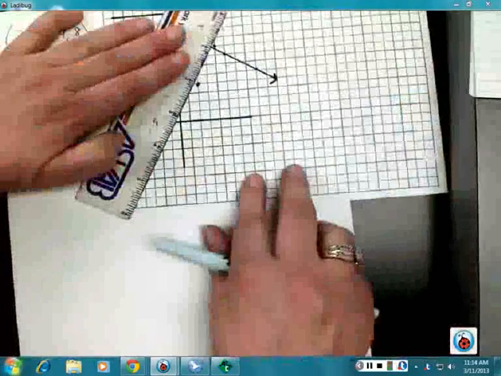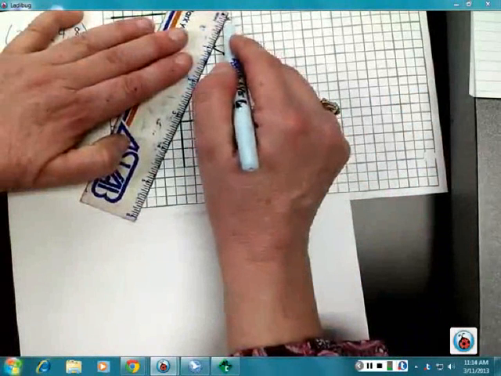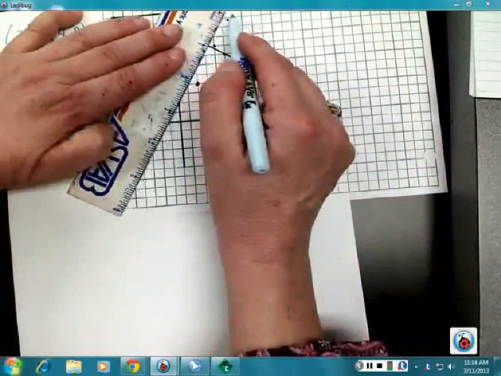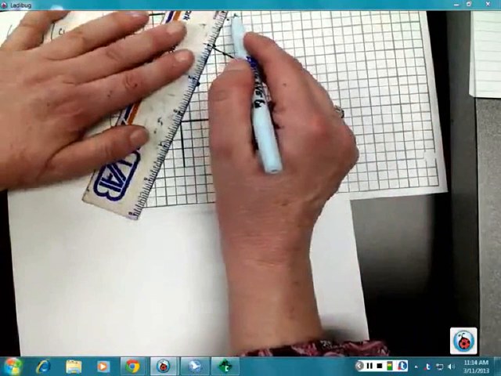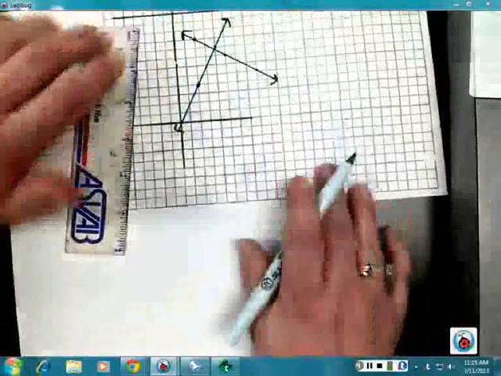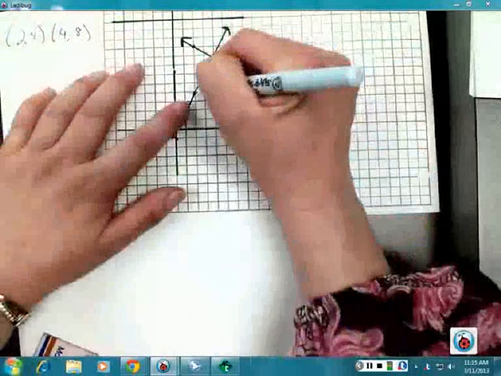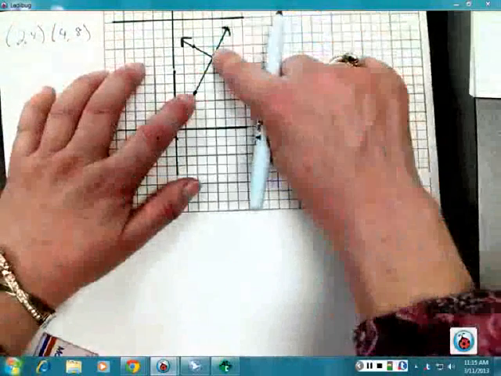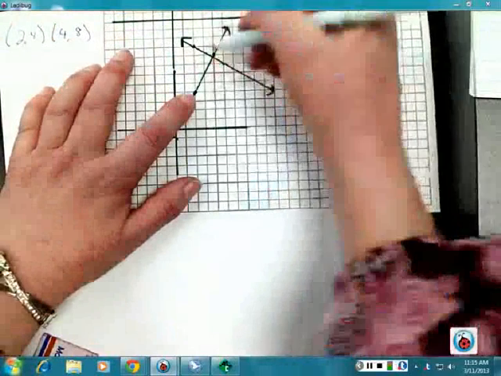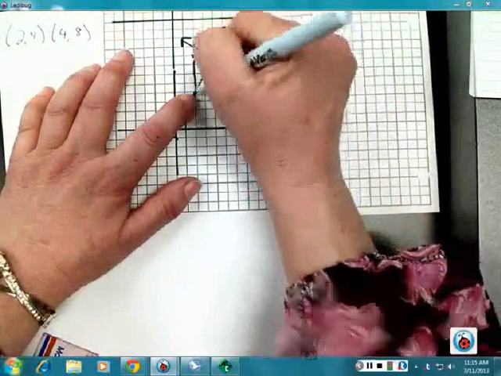And because it's going uphill, what does that tell me about my slope? Is it going to be positive? Yes. It will be positive because it's going uphill. And what you can do is, this was my dot and this was my dot. I can find out what my rise is by counting how far I went up to get to there.